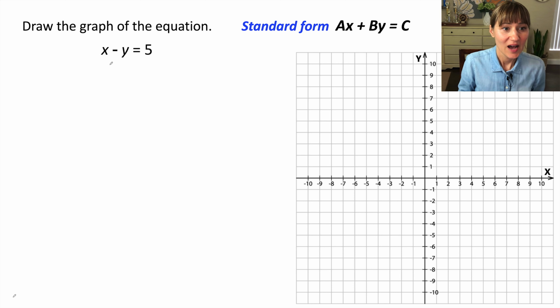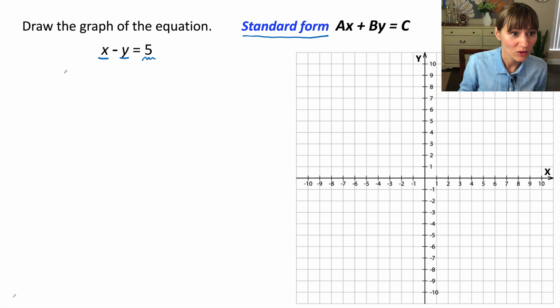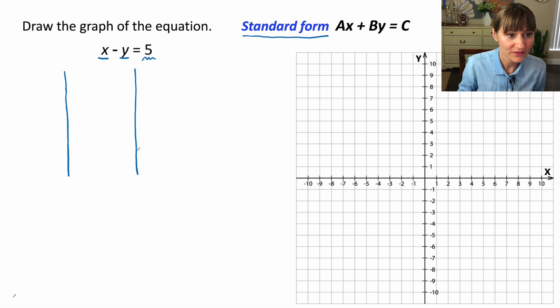Let's go! When you have x and y on the same side of the equation and some number is on the other side, your equation is written in standard form. So to graph this kind of equation, make a table of values. So let's draw a table of values right here. Very good. We'll have x here, y, and then we will have an ordered pair, x, comma, y.